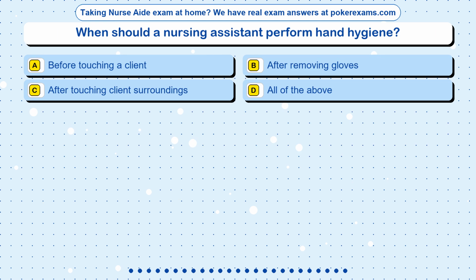Question 9. When should a nursing assistant perform hand hygiene? Option A. Before touching a client. Option B. After removing gloves. Option C. After touching client surroundings. Option D. All of the above.